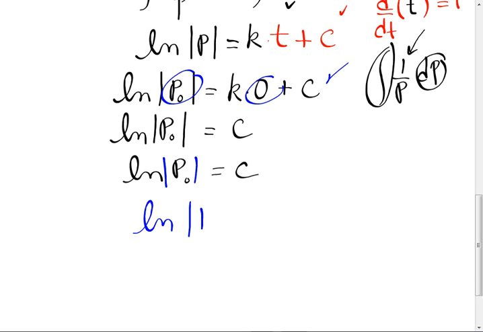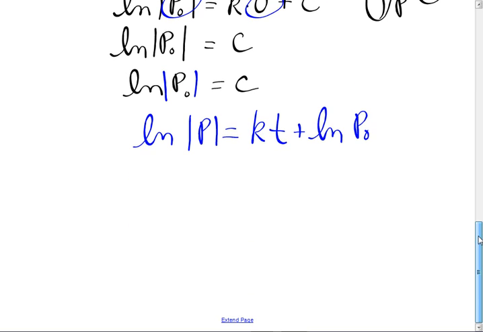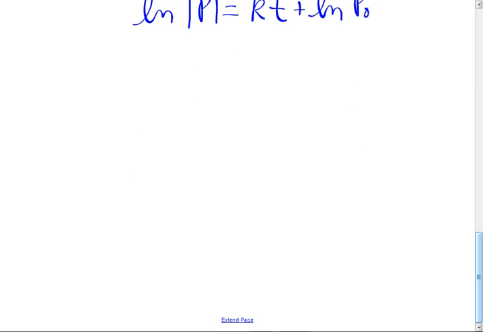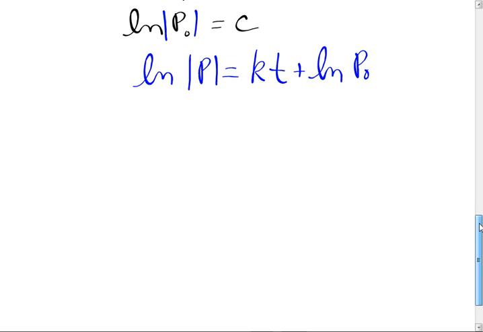It's the natural log of the absolute value of P is equal to kt plus the natural log of the initial population. When we do the parachute problem, you're going to see it's the same thing. It's exactly the same thing.